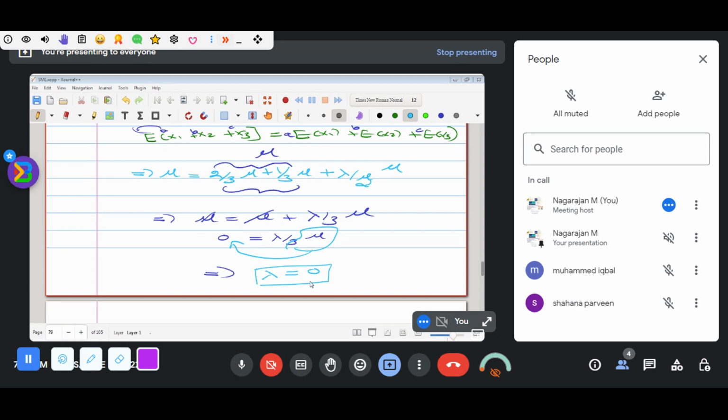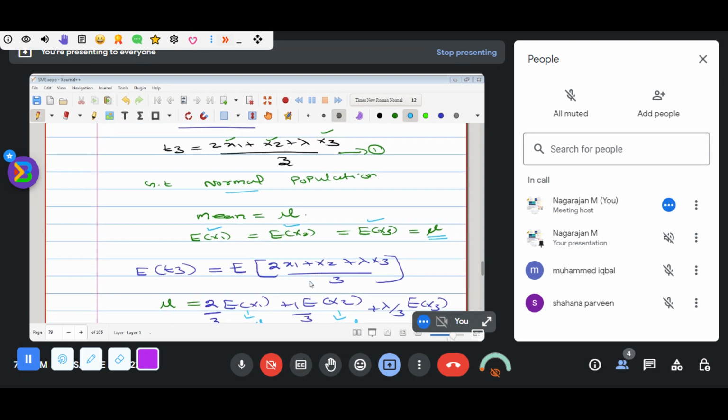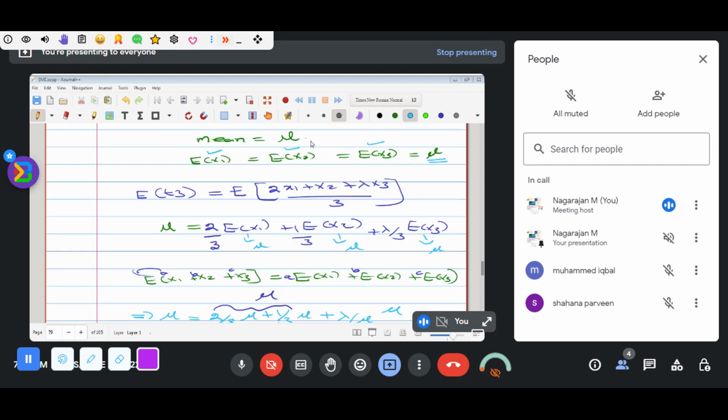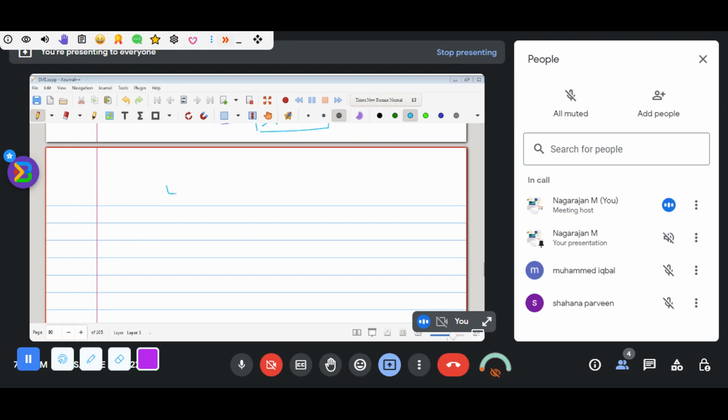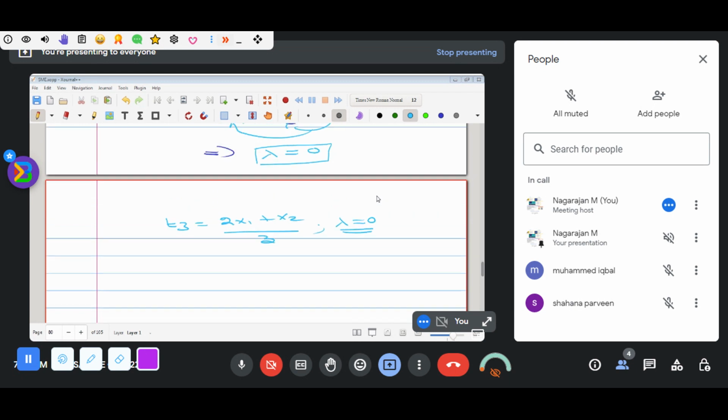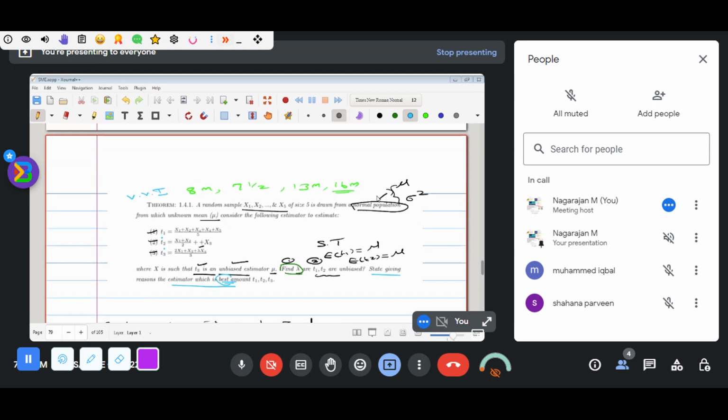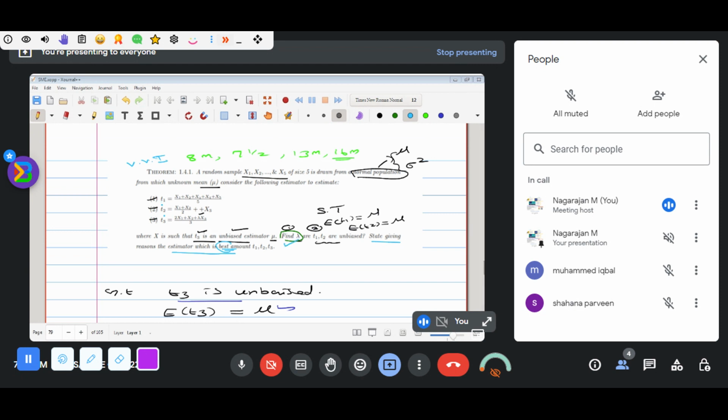Now replace it in T3. What is the T3 value? T3 is 2x1 plus x2 plus lambda x3. Here lambda is 0, so we put lambda equal to 0 here. Then it is easy: the T3 estimator can be written as 2x1 plus x2 divided by 3. Because lambda equals 0, I am omitting that last term. This is the first question, find the lambda value. Up to this point is completed, meaning maybe 3 marks. The first one is over.